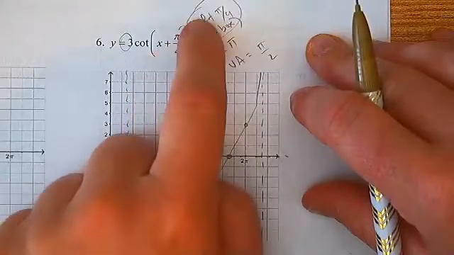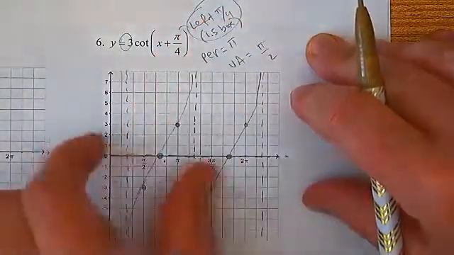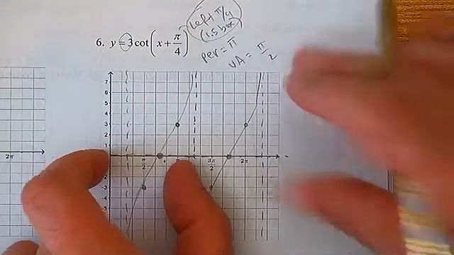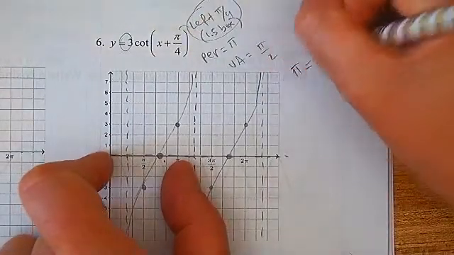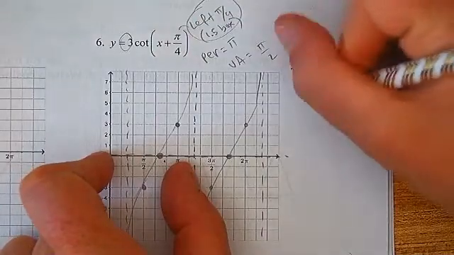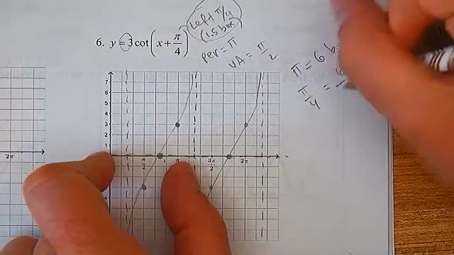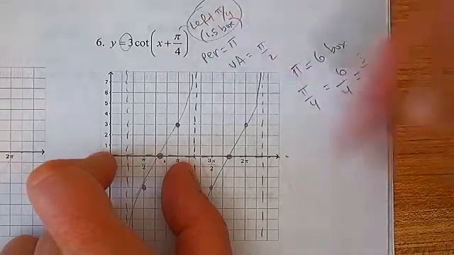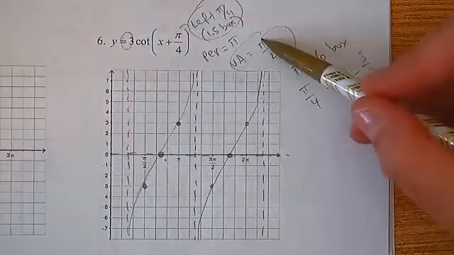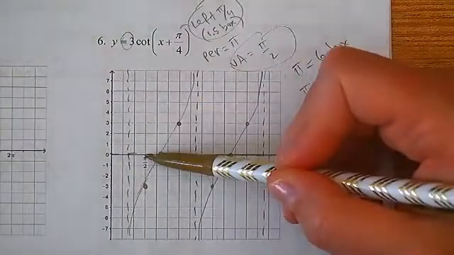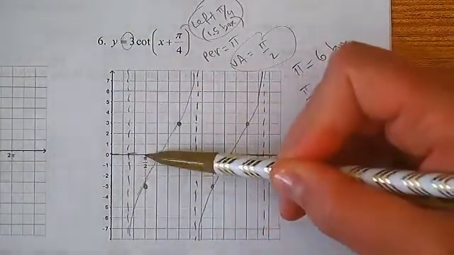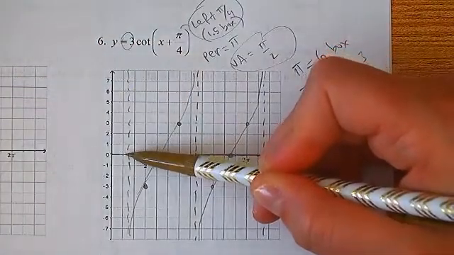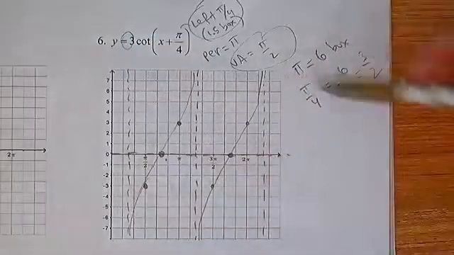That plus means to the left by pi over 4. As you guys can see, pi is 6 boxes, right? So if pi is 6 boxes and we want to find what pi over 4 is, you would do 6 over 4, which is 3/2, which is 1.5 boxes. So I took my first vertical asymptote, which was at pi over 2, right? And then when it shifted left pi over 4, I went to the left 1.5 boxes. So that's how I came up with this guy.